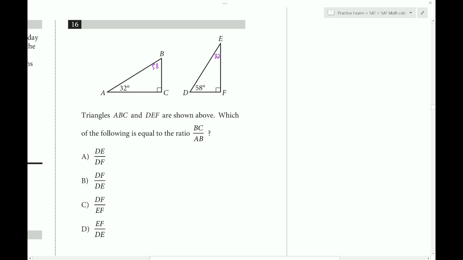So when you have triangles with all 3 angles equal, those 2 triangles are similar, right? So anyway, if I take BC to AB, that would be like taking the smallest side here to the hypotenuse. So it'd be like taking DF to DE. So that's choice B.